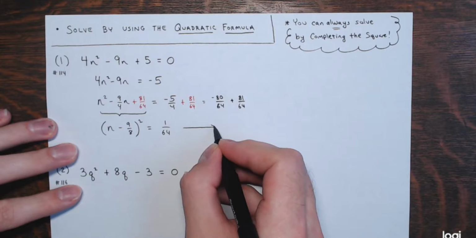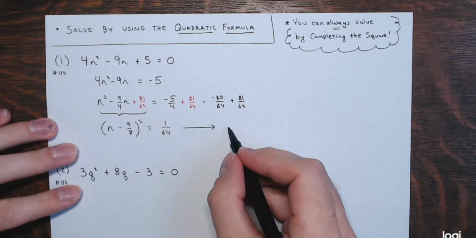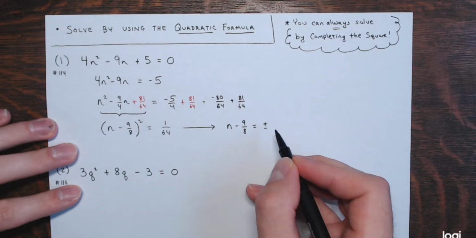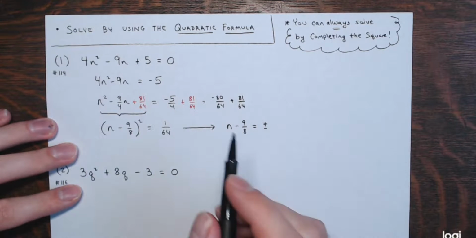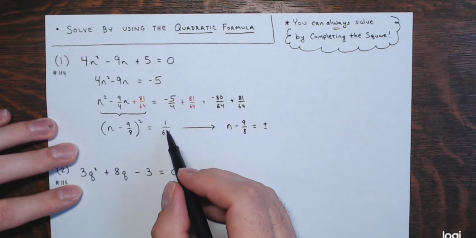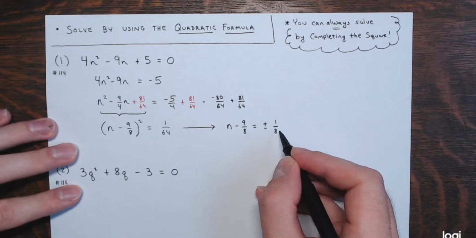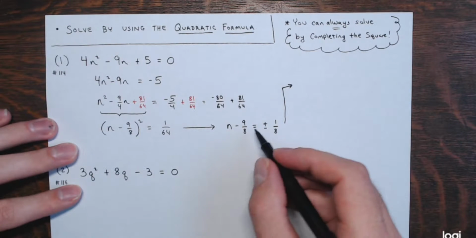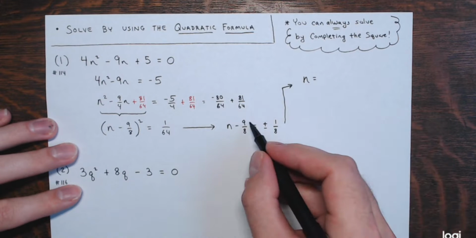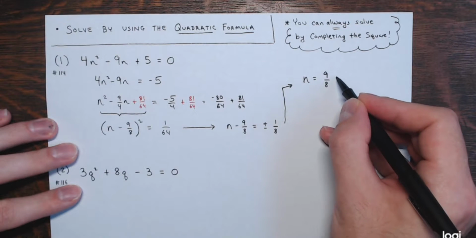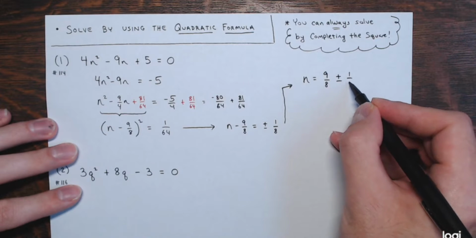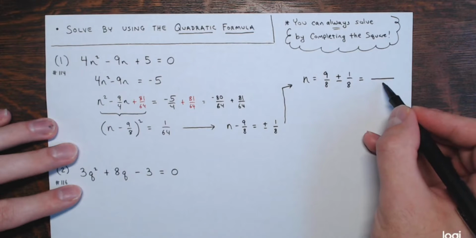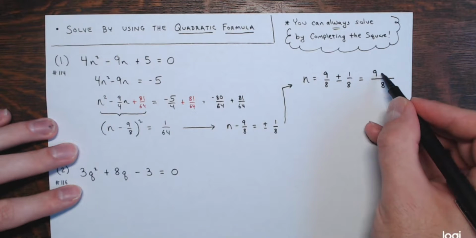And then applying the square root property, n minus 9/8 must either be positive or negative, and you can write them separately if you wish. The square root of 1/64 would be 1/8, and then I would add 9/8 to both sides. Sorry about the arrows and all that. So n equals positive 9/8 plus or minus 1/8, which, since these have the same denominator, you can put together. This is all over 8, and we have 9 plus or minus 1.